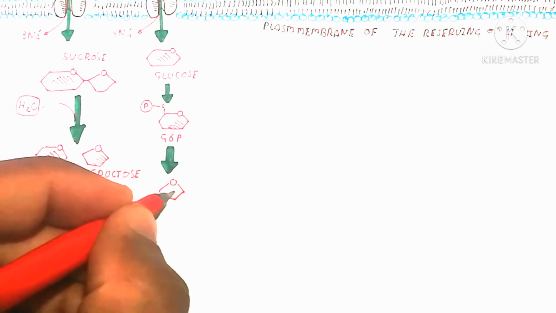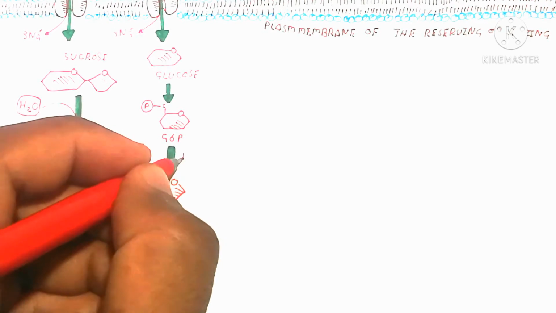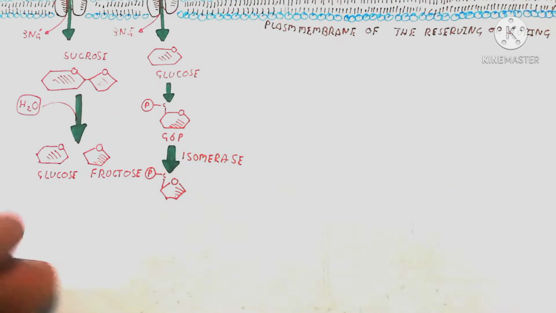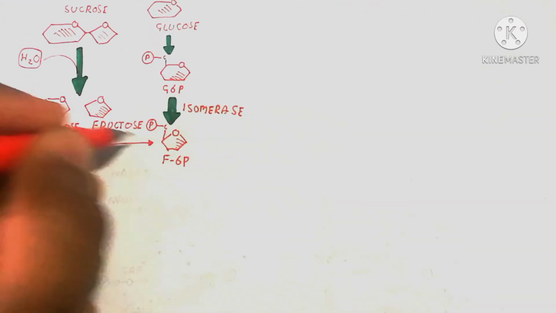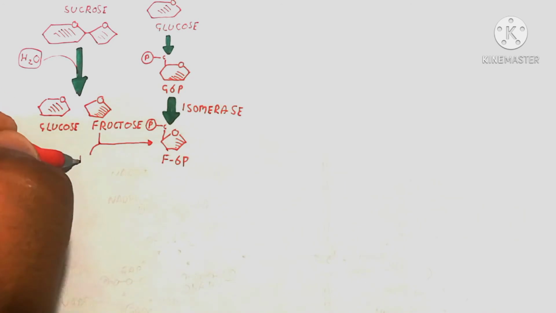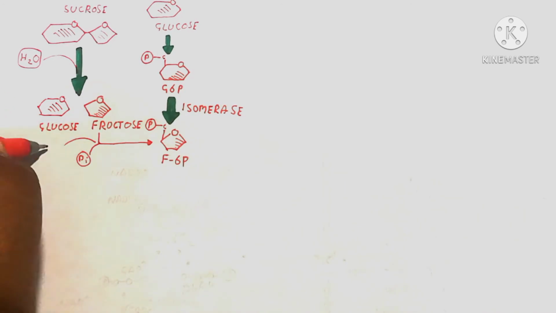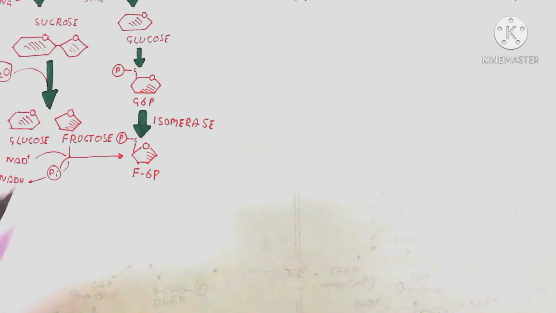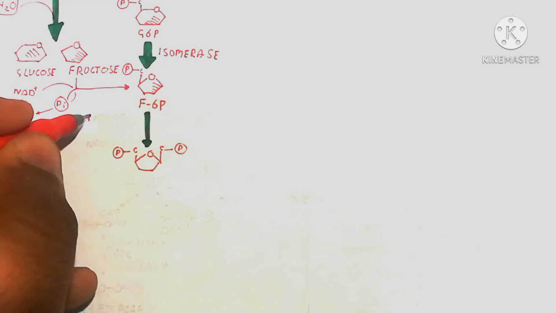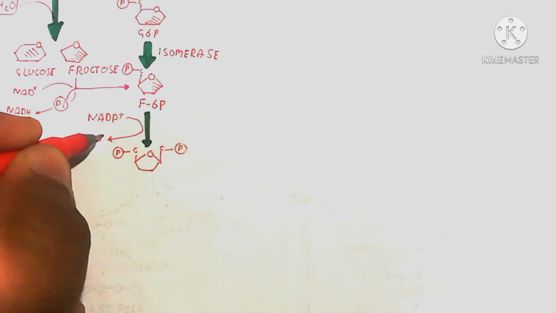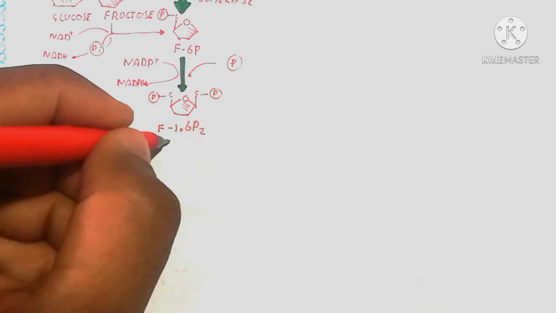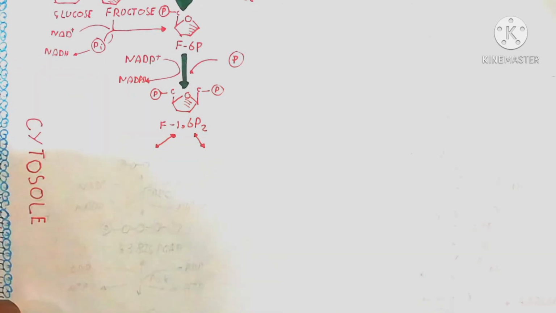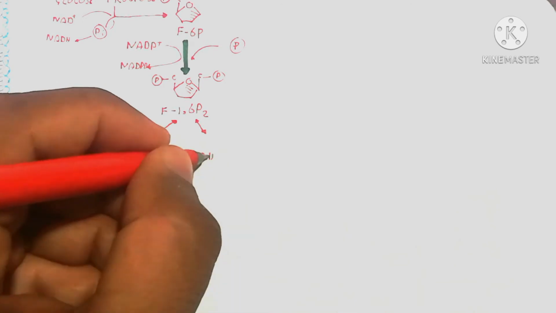Dehydrogenase, phosphatase enzyme. So this conversion uses the glyceraldehyde 6 phosphate dehydrogenase enzyme to add the phosphate group on carbon number 6. So here is the fructose 6 phosphate, which is also produced from the fructose by the use of NAD plus to NADH, basically by the dehydrogenase enzyme with the inorganic phosphate group.